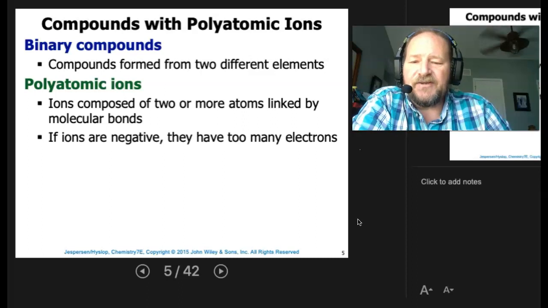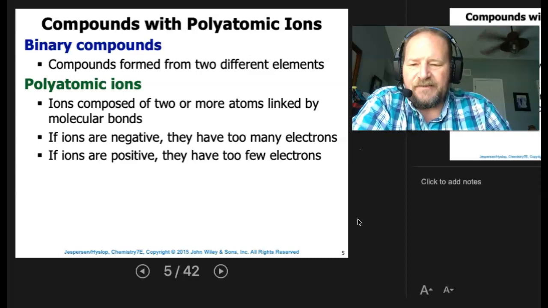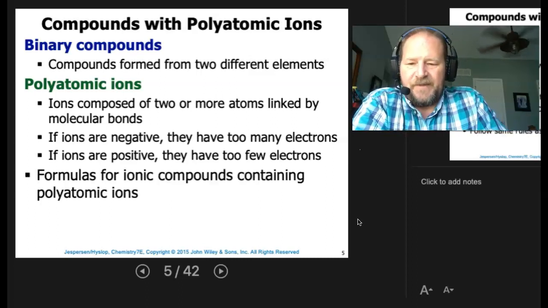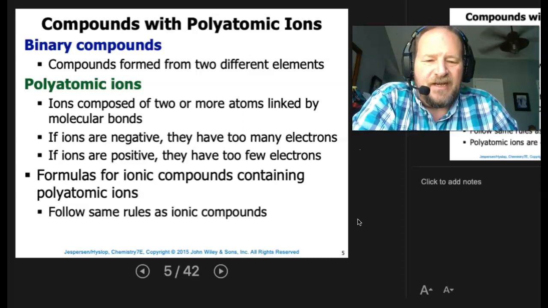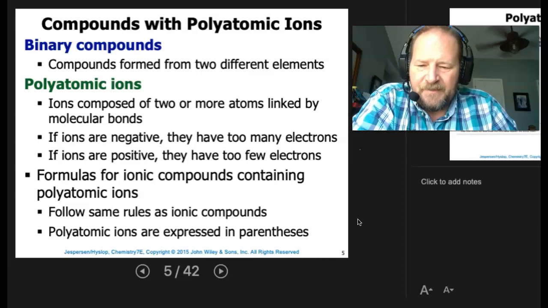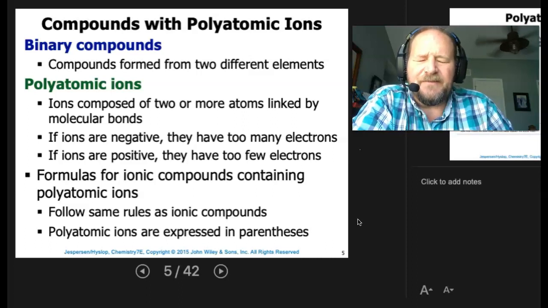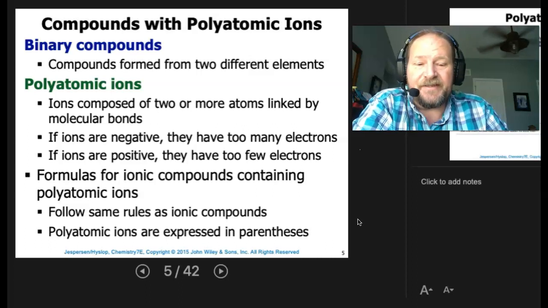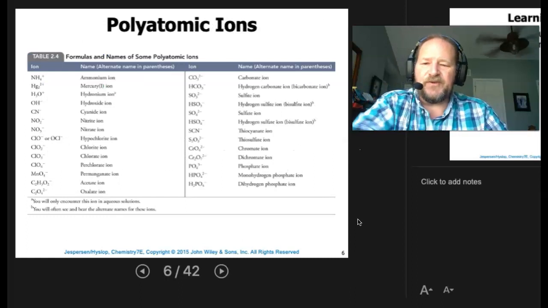Now, if the ions are negative, that means they have too many electrons, right? And if ions are positive, that means they have too few electrons. Formulas for ionic compounds containing polyatomic ions follow the same rules as ionic compounds. Polyatomic ions are expressed in parentheses, right? We saw that already. I want to say it was iron 3 nitrate we had. So it was Fe, and then the NO3 was in parentheses. The parentheses are telling you that that's a nitrate, so it moves as a unit.